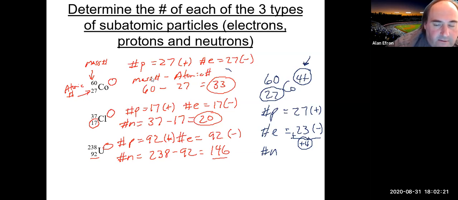And again, our neutrons would be 60 minus 27, and that looks like it is 33. So looking good there in the chat box. Very good. Any questions on how to calculate protons, electrons, neutrons? Both neutral and things with charges.